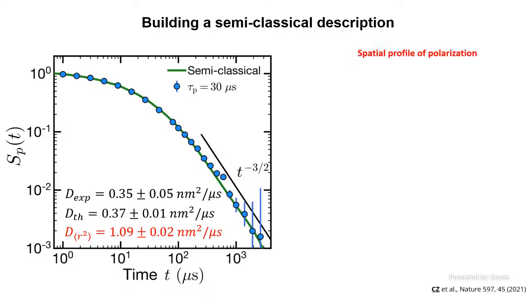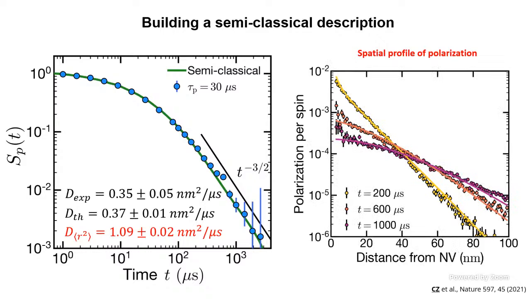But with our model, we can also look at the spatial profile of the spin polarization. And it turns out it's not a Gaussian, but a long-lived profile, quite close to exponential. This now starts to let us think about why this kind of diffusive behavior doesn't lead you to a Gaussian profile, but will give you a long-lived exponential profile.